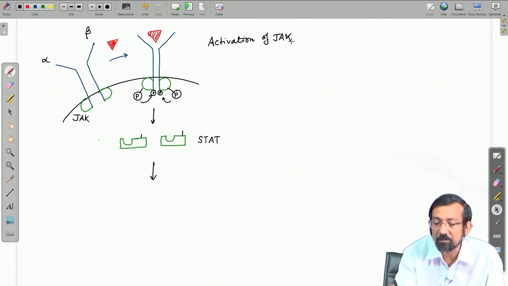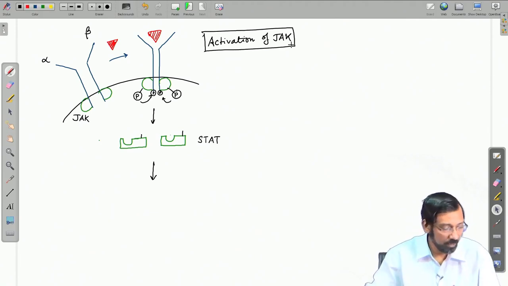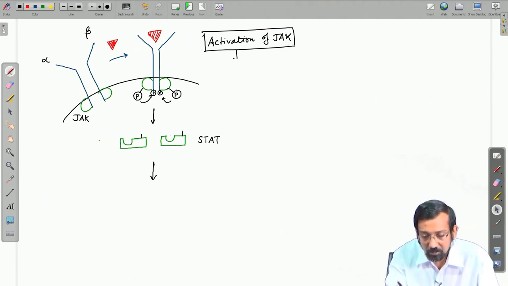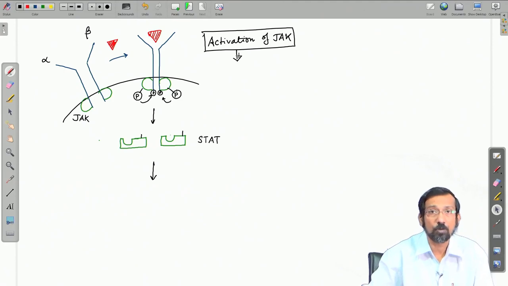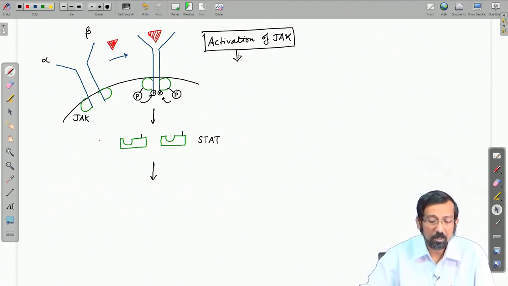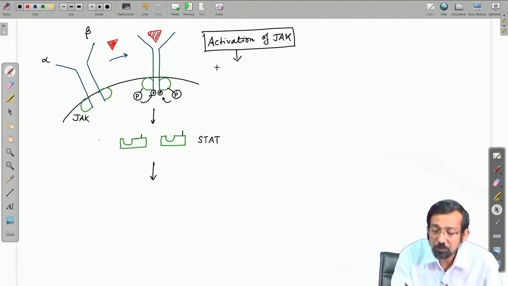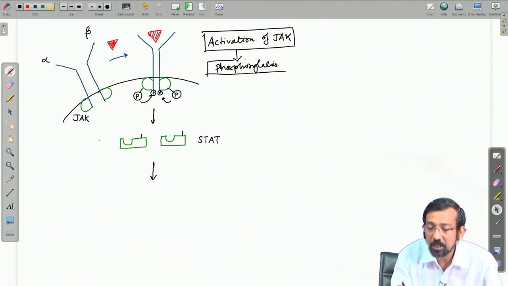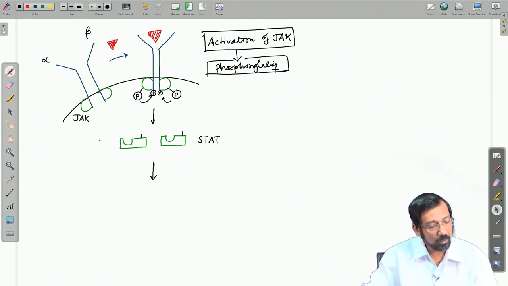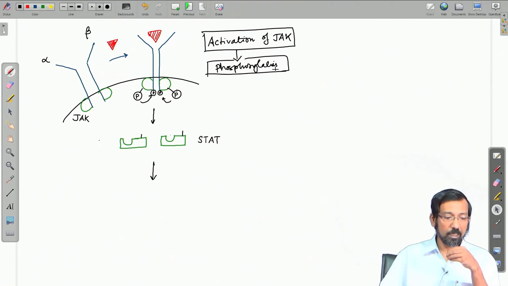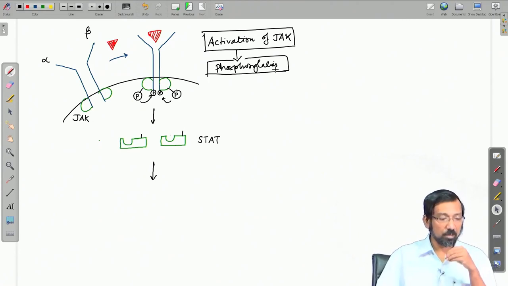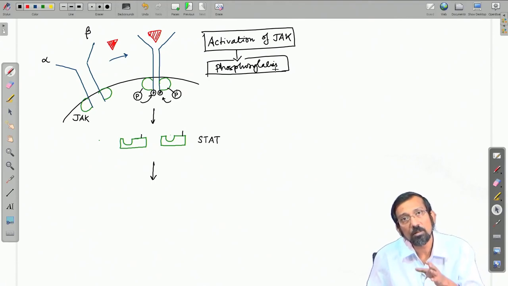Now JAK is activated, and once JAK is activated, it can phosphorylate. When JAK starts to phosphorylate the receptor subunits, it phosphorylates at specific sites. These are all tyrosine kinase receptors, so they are phosphorylated at specific tyrosine residues on the receptor subunits.